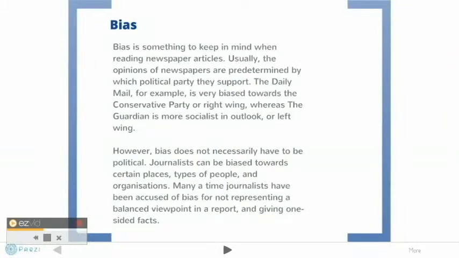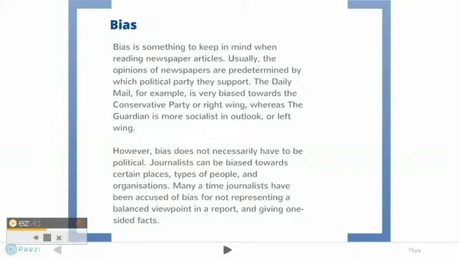Bias. Bias is something to keep in mind when reading news articles. Usually, the opinions of newspapers are predetermined by which political party they support. The Daily Mail, for example, is very biased towards the Conservative Party or the right wing, whereas The Guardian is more socialist in outlook or left wing.